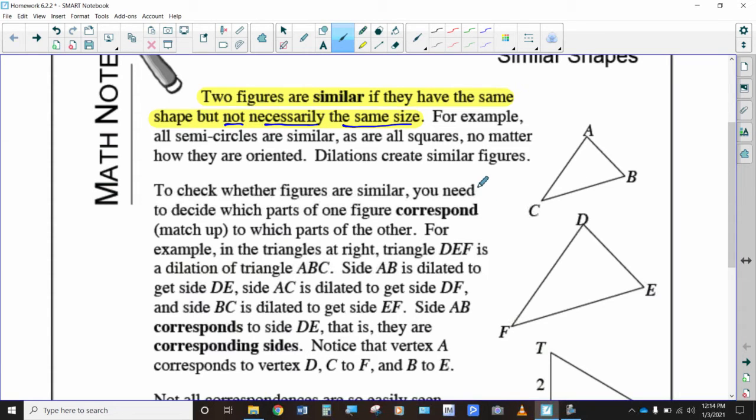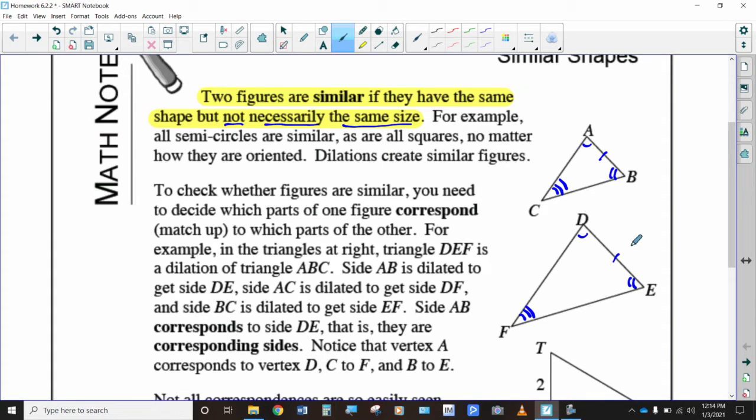If two corresponding parts are in the same position, given the orientation of the two triangles, you look at triangle ABC: angle A is in the same position as angle D. Angle B is in the same position as angle E, and angle C is in the same position as angle F. Let me put 3 of those in there. So the corresponding angles have the exact same measure, but the corresponding sides do not. These two sides are not the same length, but they do correspond to each other.